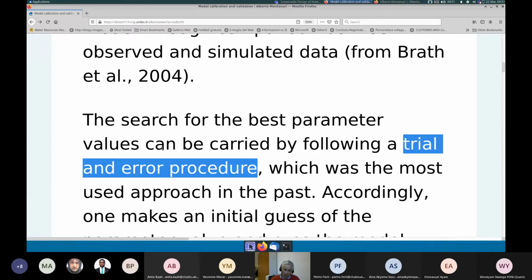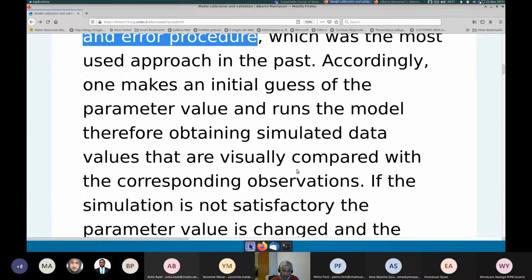So what is a trial and error procedure? You guess a value for the parameter, and then you run the model, and you see the model performances. And then if you're happy, you stop your calibration. If you are not happy, you guess another value.